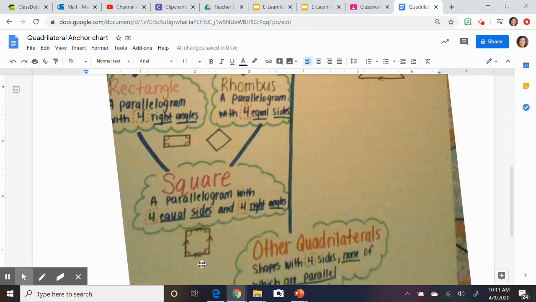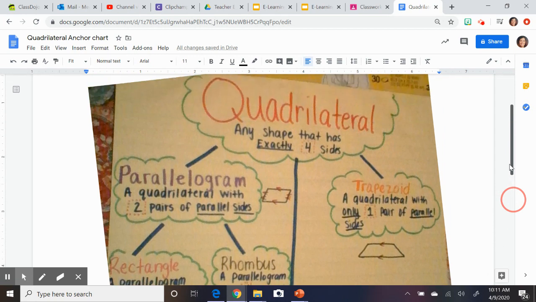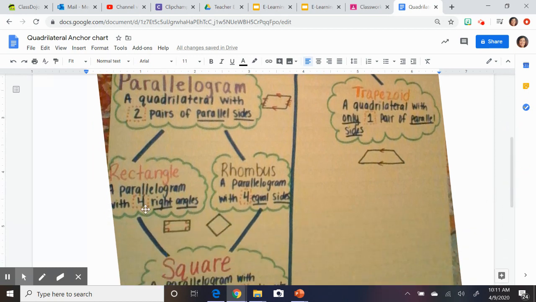And look at the square. These sides are parallel, they're never going to touch, and these sides are parallel, they're never going to touch. So a rectangle, what makes a rectangle special is it has to have four right angles. So it has to have four sides, two pairs of parallel sides, and four right angles to be a rectangle. A rhombus has to have four sides, two pairs of parallel sides, and four equal sides.